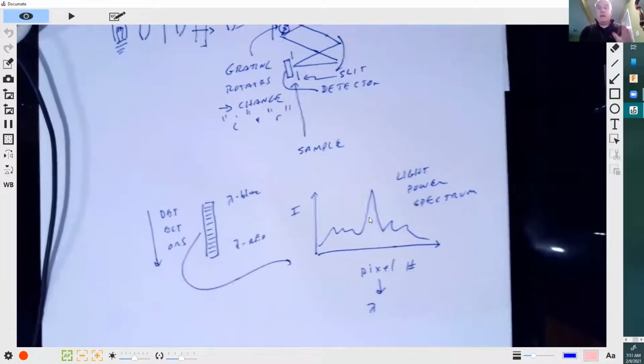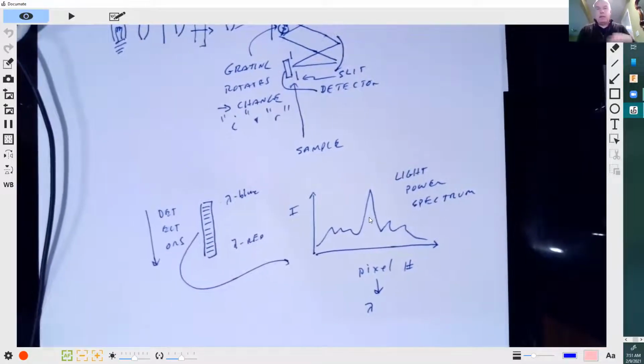And sometimes it could be real straightforward. It could be just like a pixel number corresponds to wavelength, but normally there's a little bit of distortion.